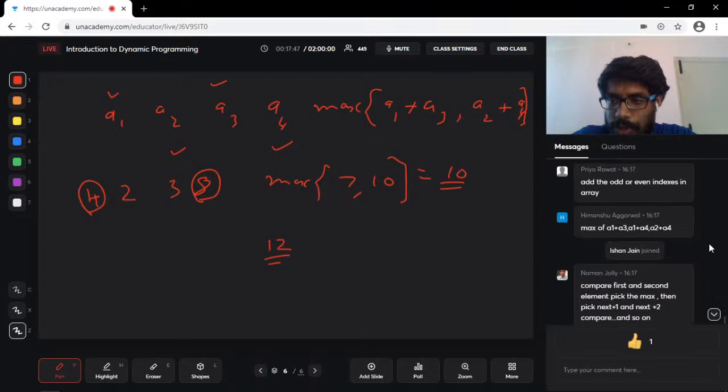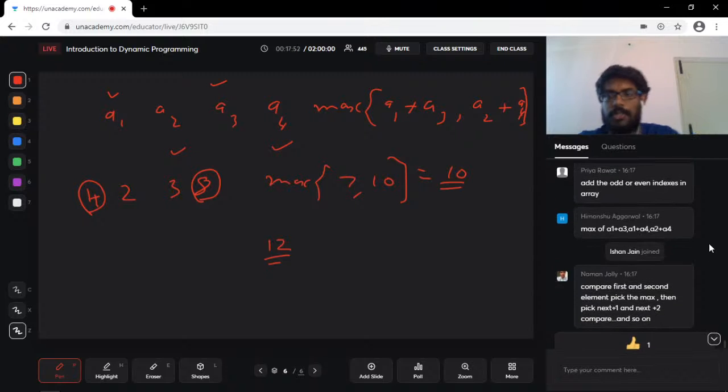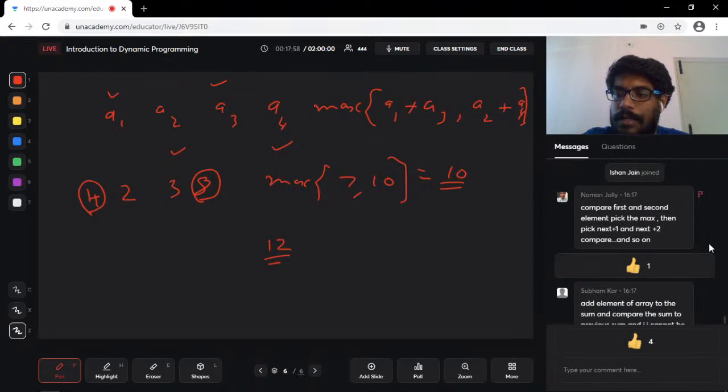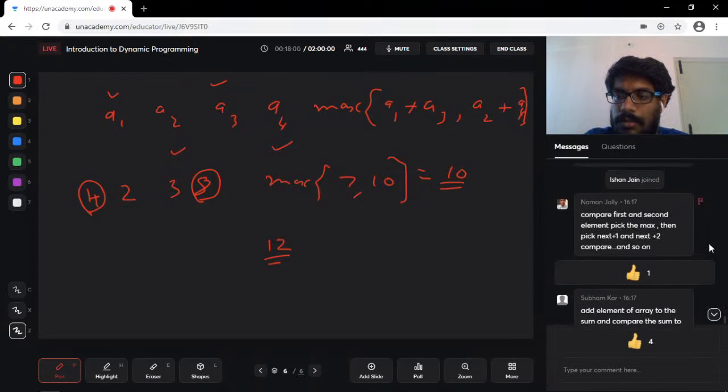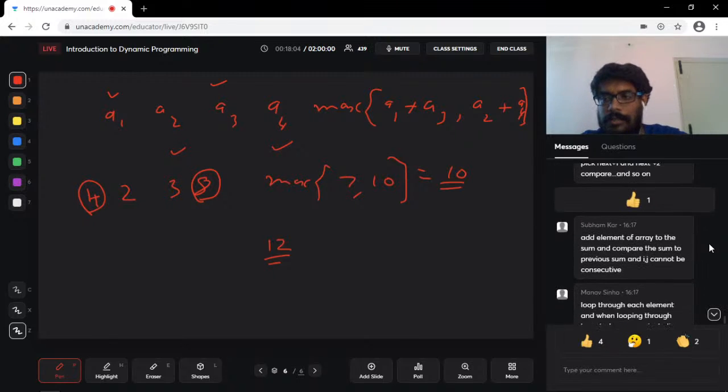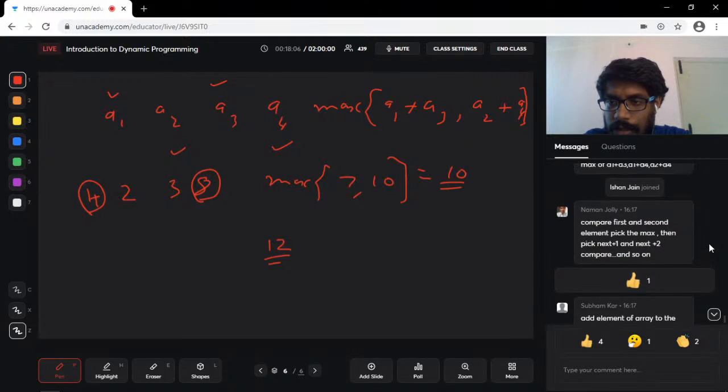Okay, so Himanshu has gotten it pretty down. Yeah, Himanshu, you're absolutely right for 4 integers. But what if I have 10 integers? What if I have 20 integers? Okay, so Naman has an interesting suggestion.